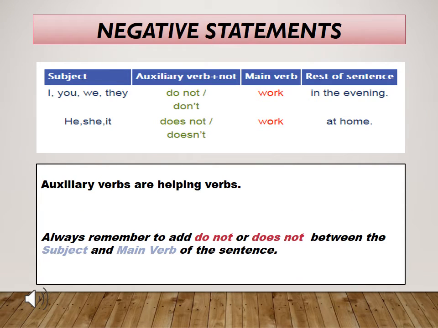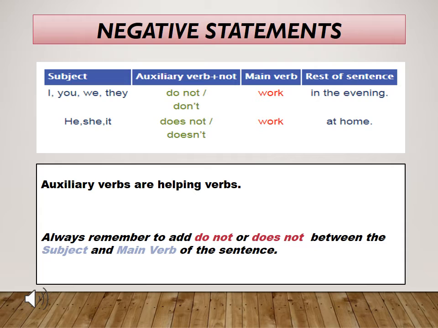Now, let's move forward toward the negative statements. In negative statements, you have to use auxiliary verbs that are also called helping verbs. You always have to remember that you use auxiliary verbs to make the statements negative. There is a general rule to make a negative statement, and that is subject plus auxiliary verb plus not plus main verb plus rest of the sentence.